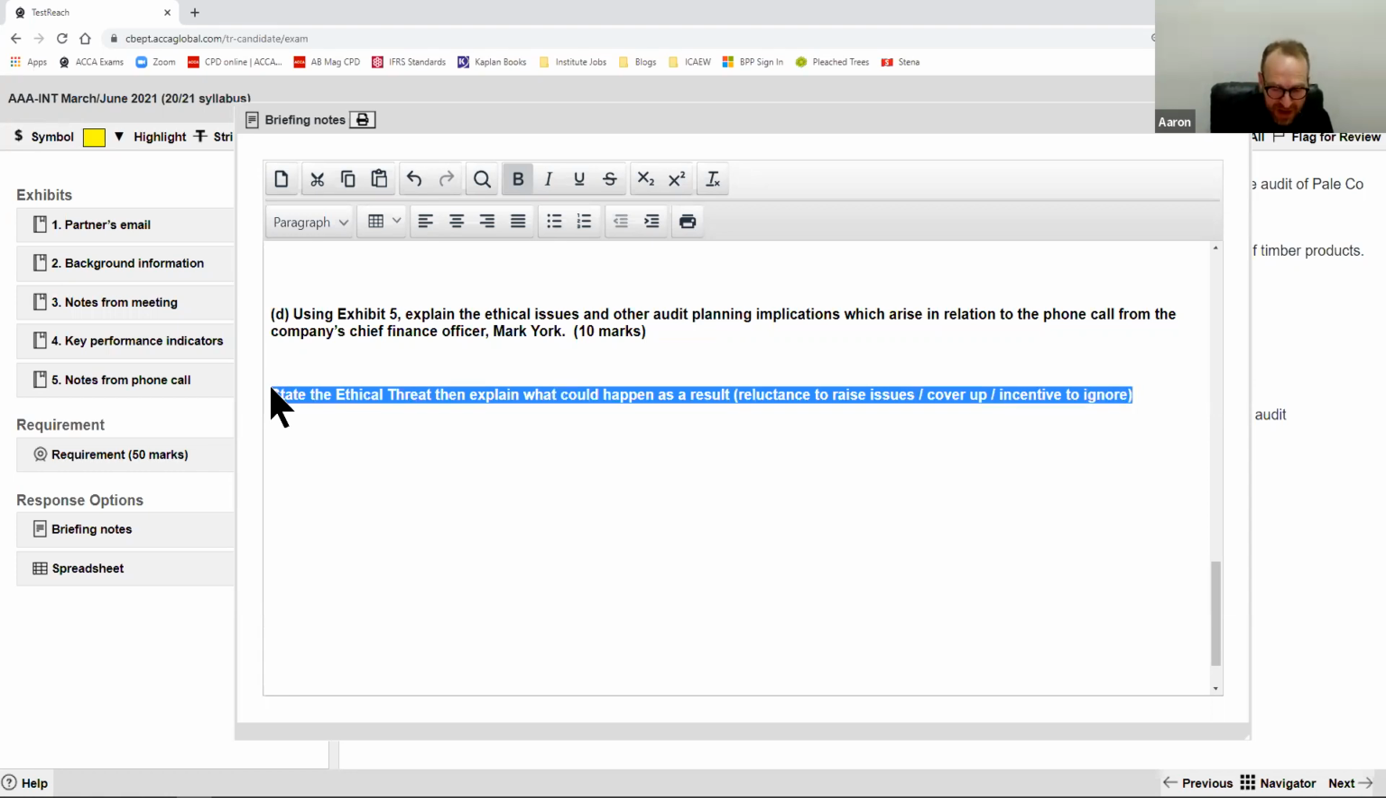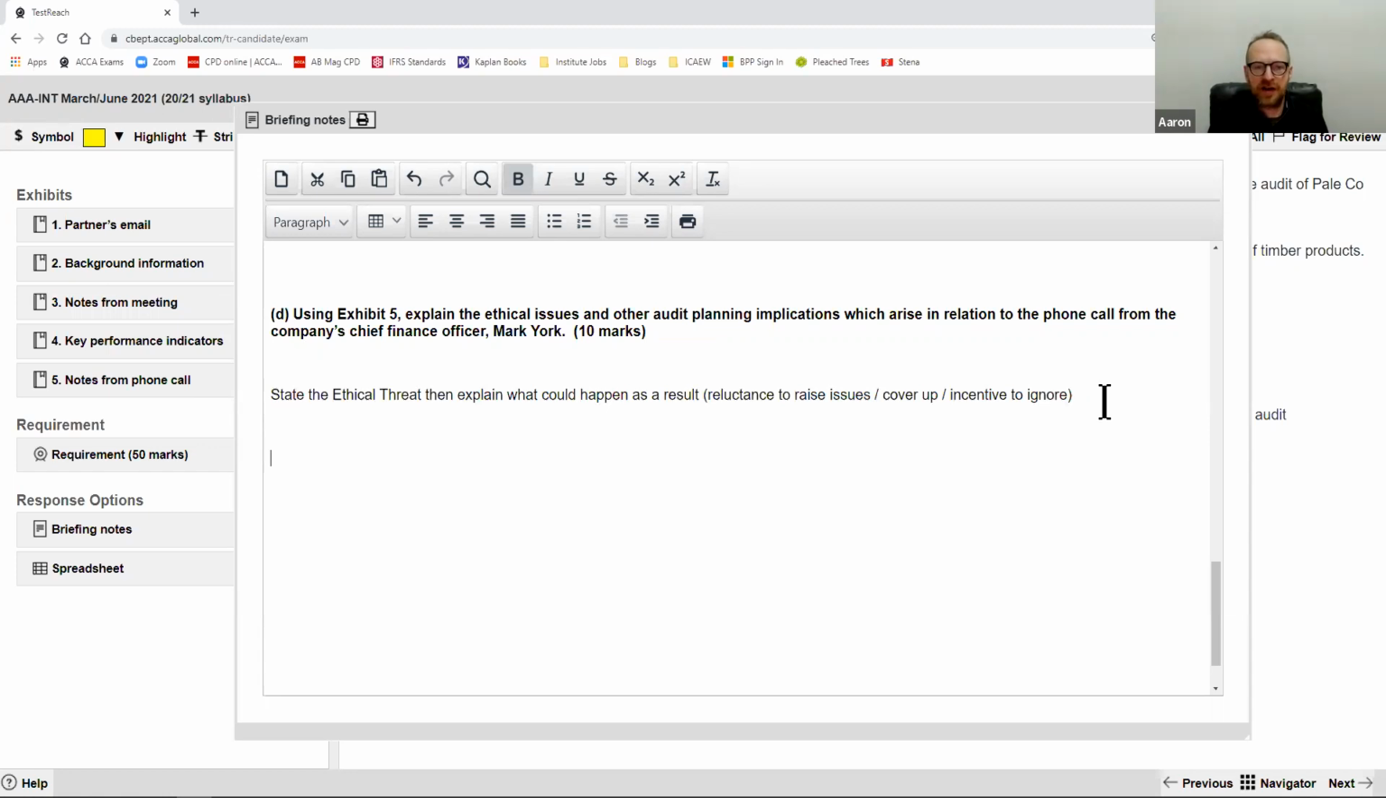So you've got to say, oh yeah, this is a familiarity threat. But then you've got to take the second step and say, it's a familiarity threat because as a result, the auditor could be reluctant to highlight these issues, or they could cover up those issues or ignore them. Those are the things that are crucially important here to explain. So you've not just got to say, well, this is a self-interest threat and expect that that's obvious. You've got to then go on to say, because you've got this relationship where you own these shares, you do this, and that could lead to these things. And then you've got to say, what are you going to do about it? What are the possible safeguards?